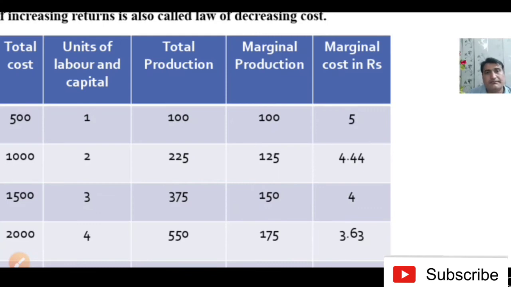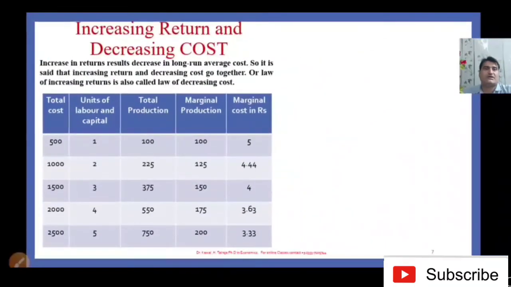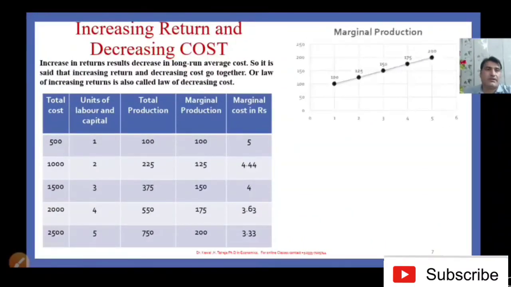And by applying the fourth unit of labor and capital, the total cost the firm incurs is 2000 and total production is 550 and marginal production is 175 and marginal cost is 3.633. So it means by increasing the returns, with the increase in production, the marginal cost decreases. So we can convert this graph into a table.